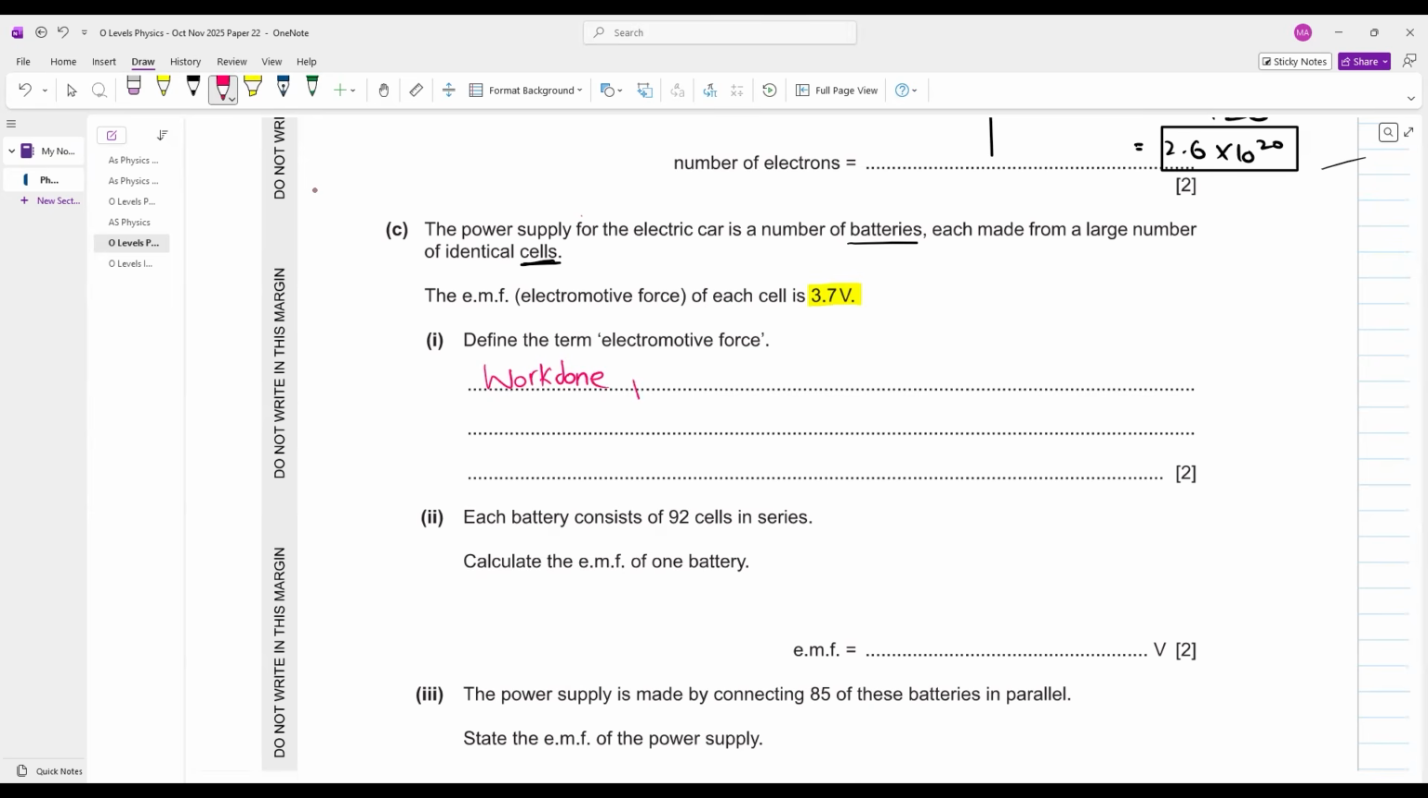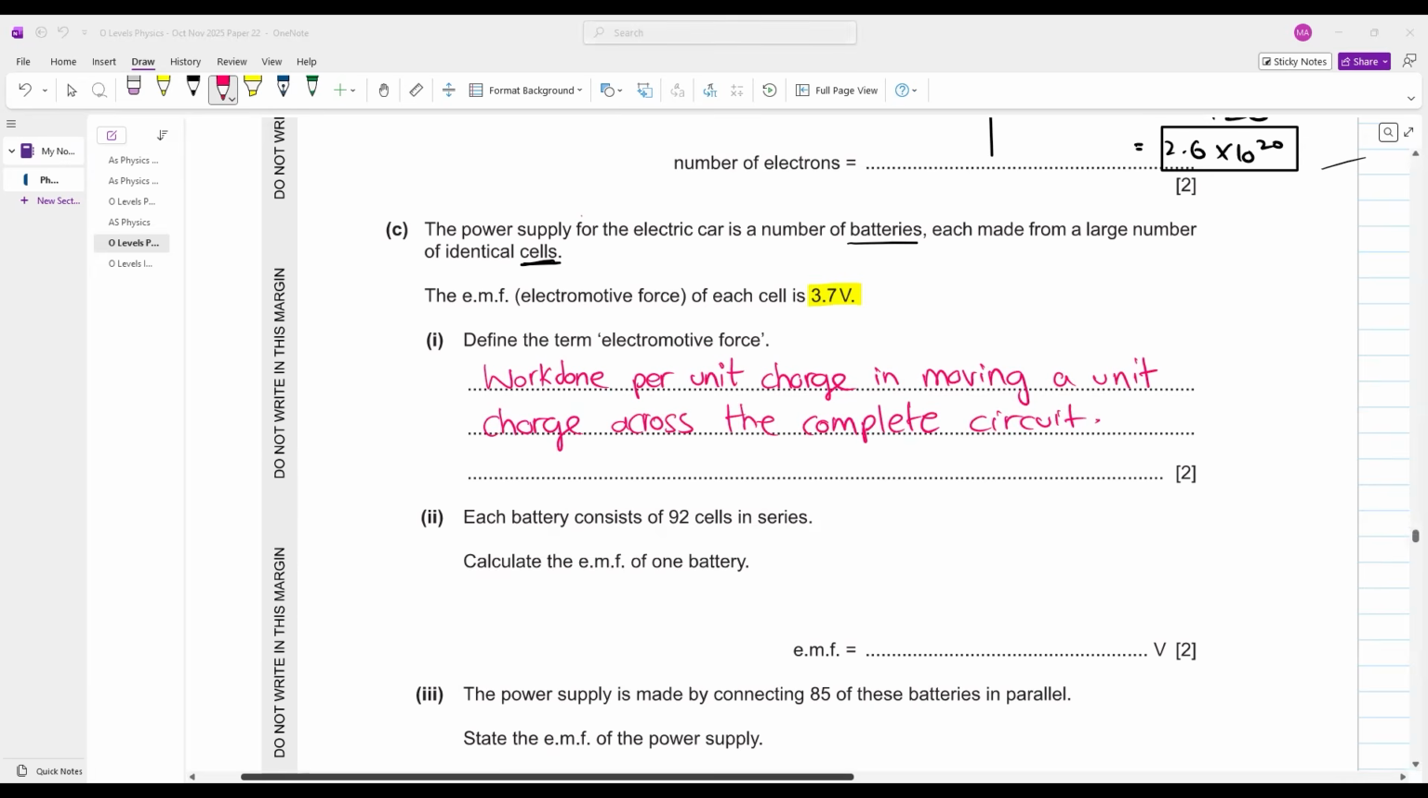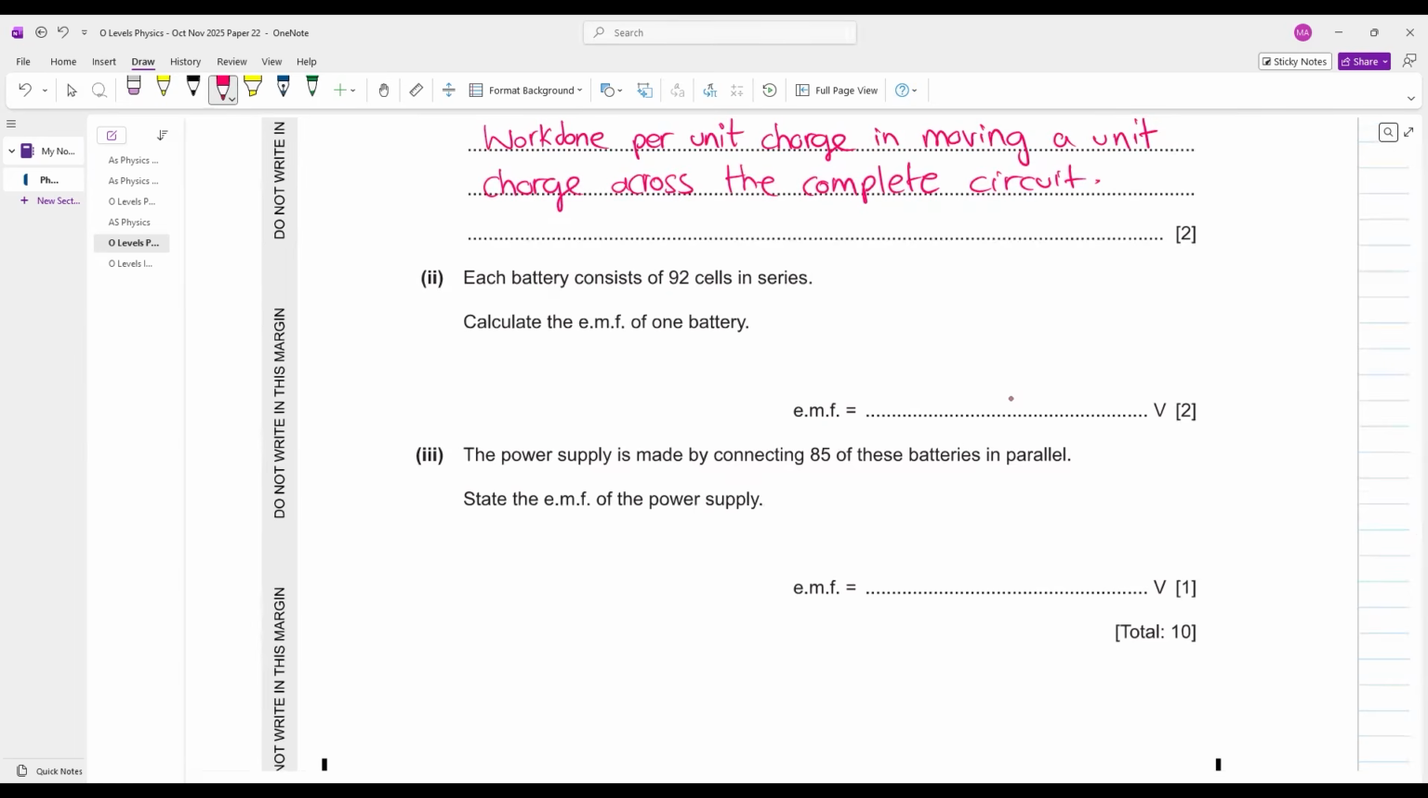Work done per unit charge in moving a unit charge across the complete circuit. बेटा, EMF की क्या डेफिनेशन होगी? Work done per unit charge in moving a unit charge across the complete circuit. Simple. अच्छा. Each battery consists of 92 cells in series. Calculate the EMF of one battery.